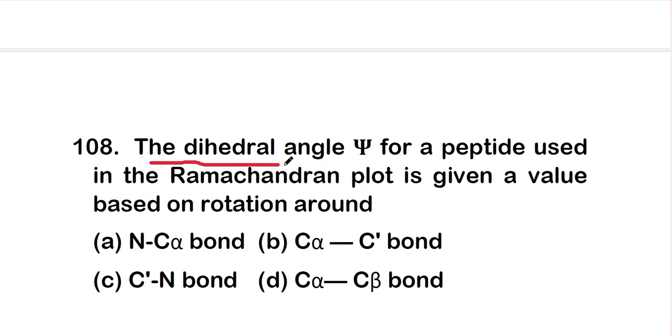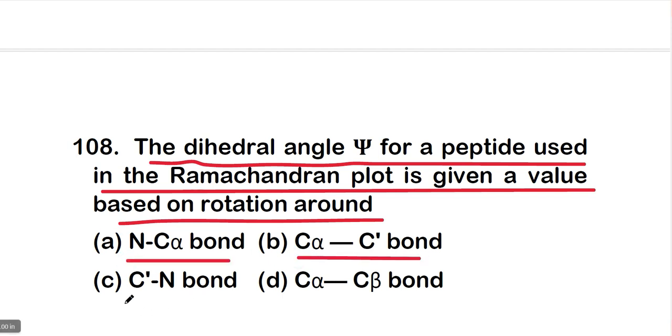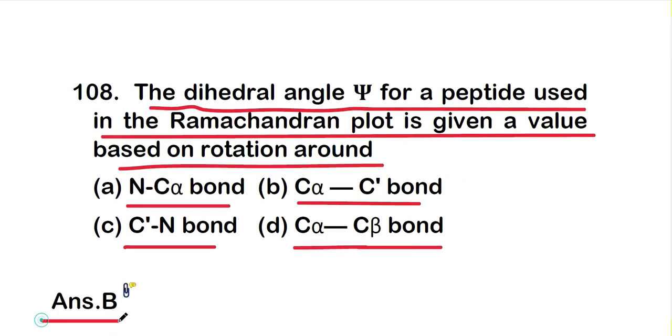The dihedral angle psi for a peptide used in the Ramachandran plot is given a value based on rotation around: option A, the N C alpha bond; option B, the C alpha C bond; option C, the C N bond; or option D, the C alpha C beta bond. So the right answer is option B, that is the C alpha C bond.